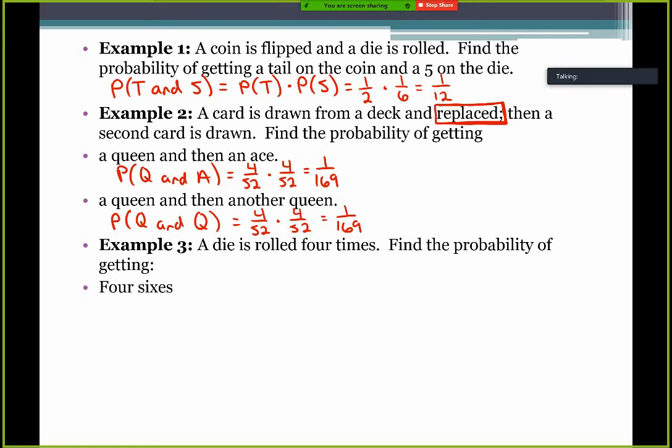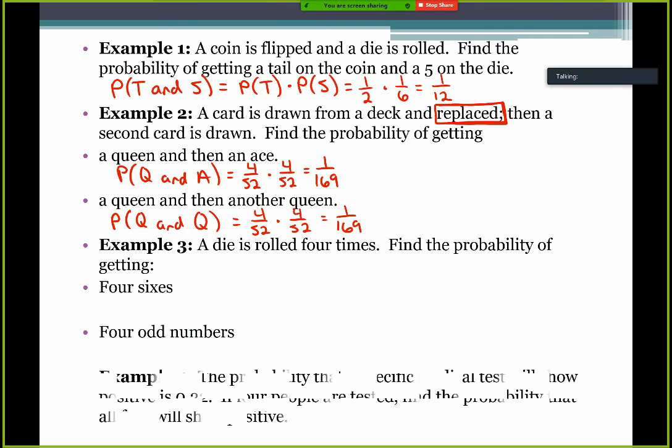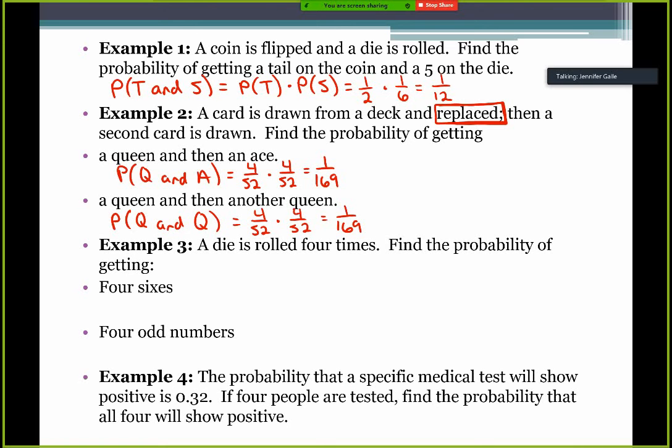All right, couple more with our independent piece, and then we'll move on and talk about our dependent. If we have a die, just a single die rolled 4 times, it says find the probability of getting 4 6s. If you want to go ahead and try these out yourself, if you want to take a shot at number 4 too before I go through them, please do so. Go ahead and try those couple out, example 3 and 4.